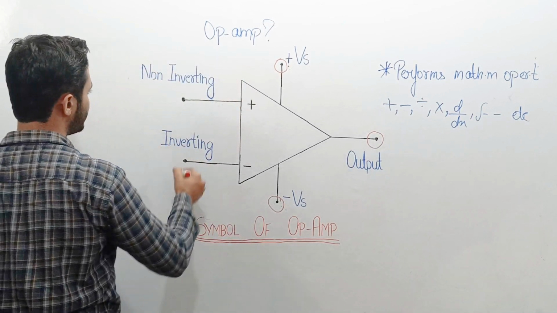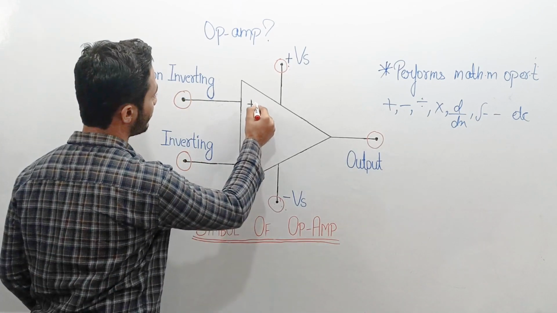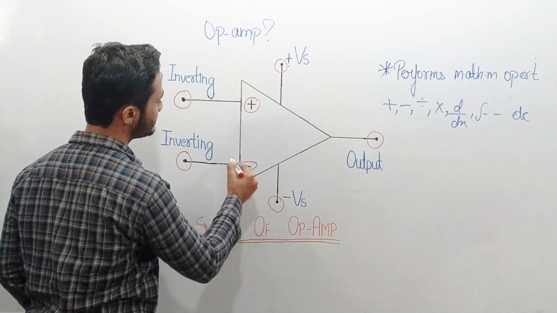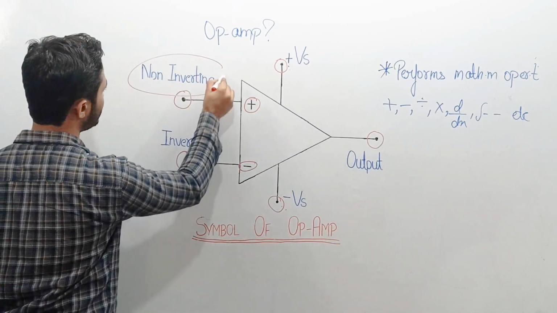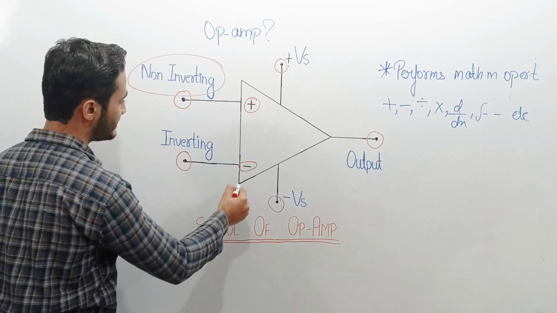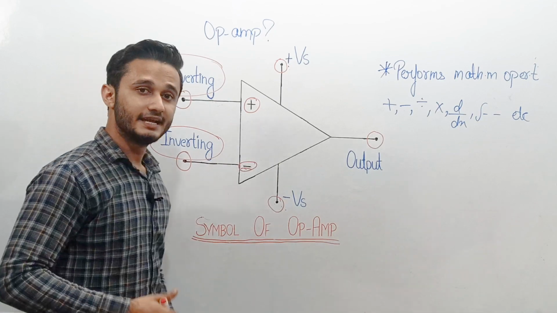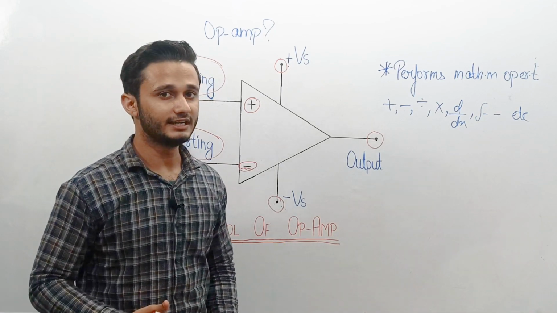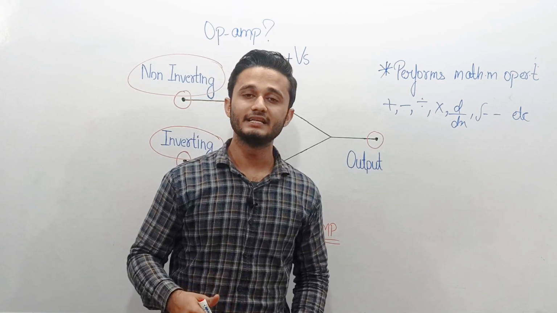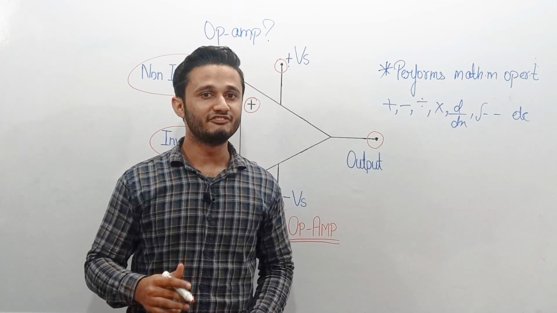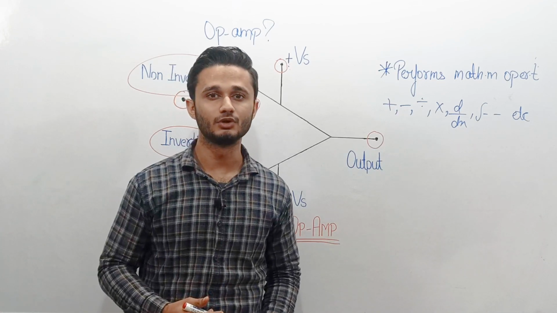An op-amp has two input terminals. One is positive, the other one is negative. The positive terminal is also called non-inverting terminal, while this negative terminal is also called inverting terminal. The negative terminal is called inverting terminal because it inverts output. When input is applied at the negative terminal of the op-amp, then the phase of the output gets shifted by 180 degree with respect to the input.